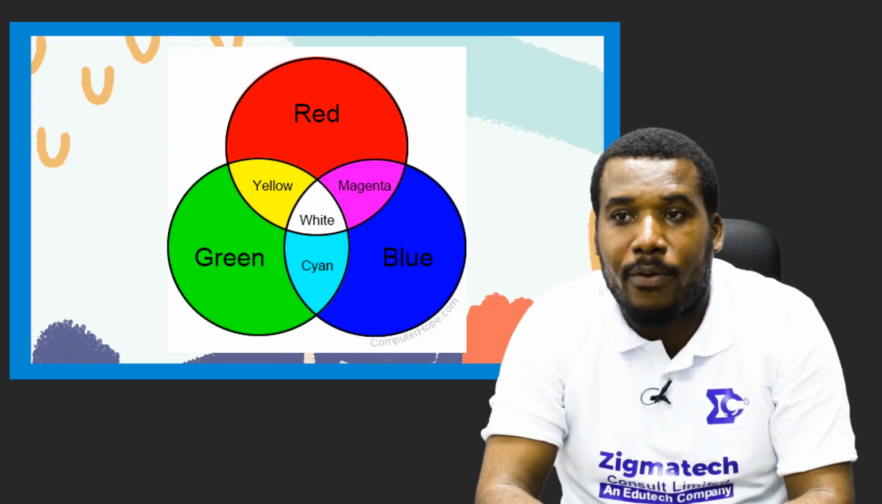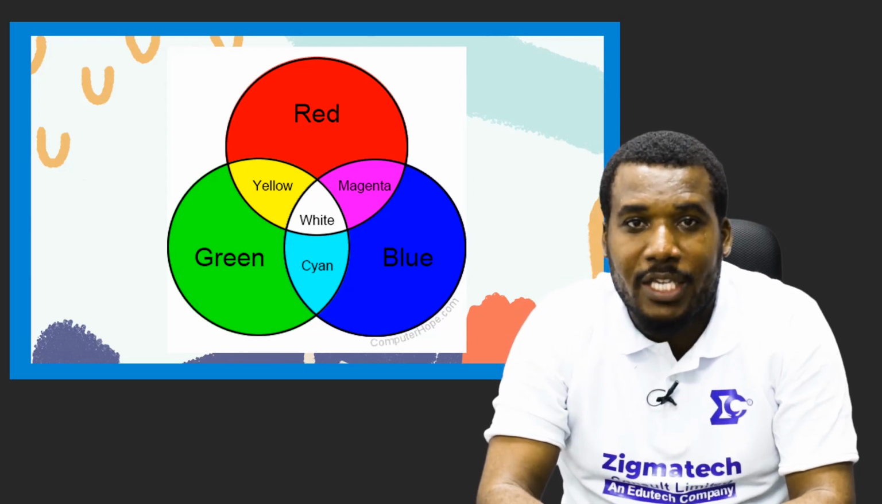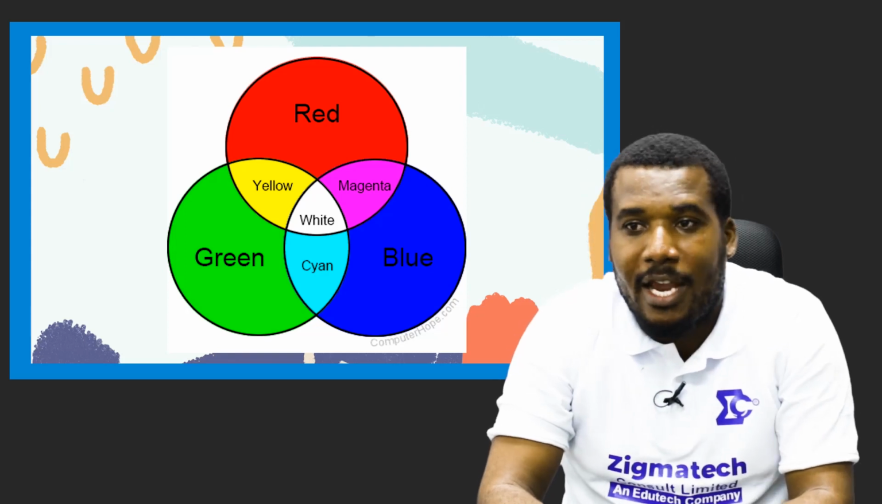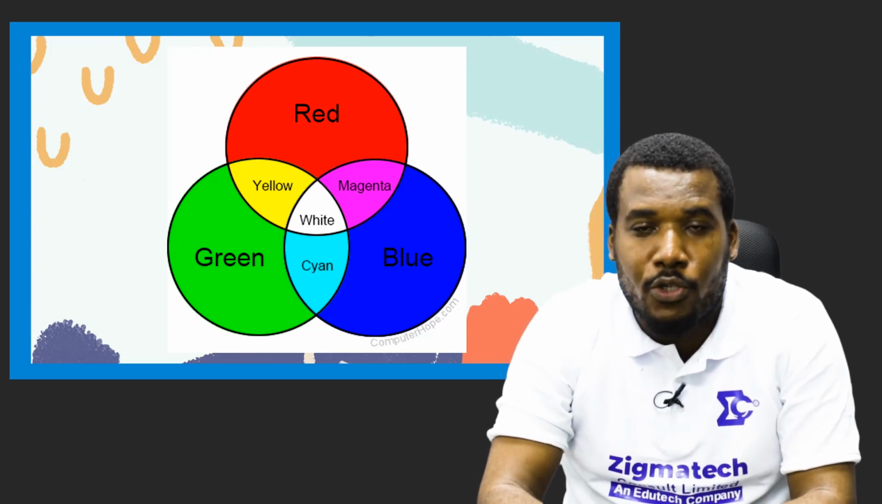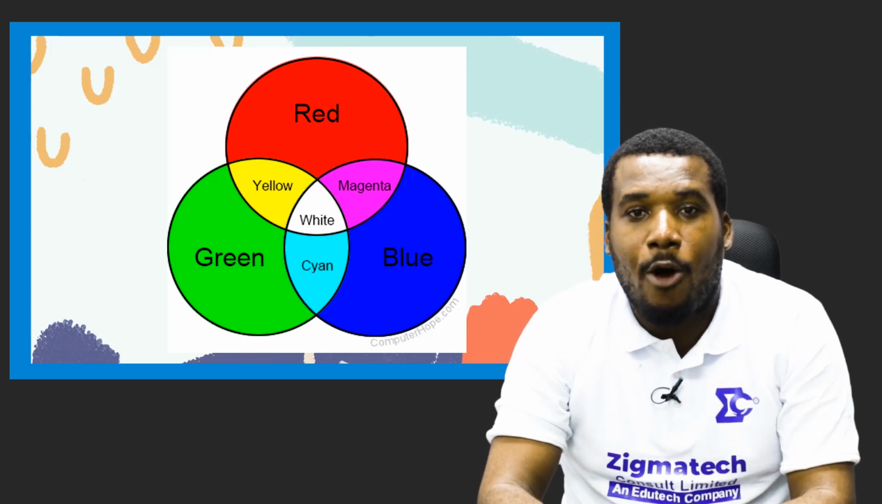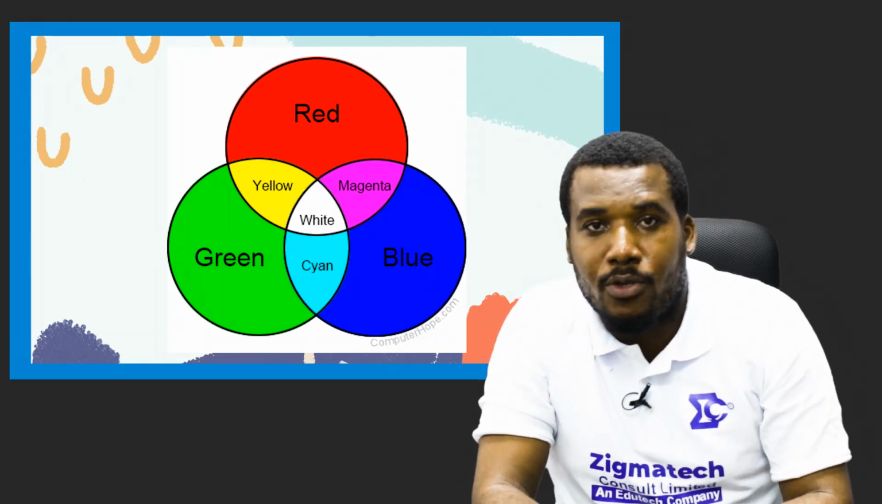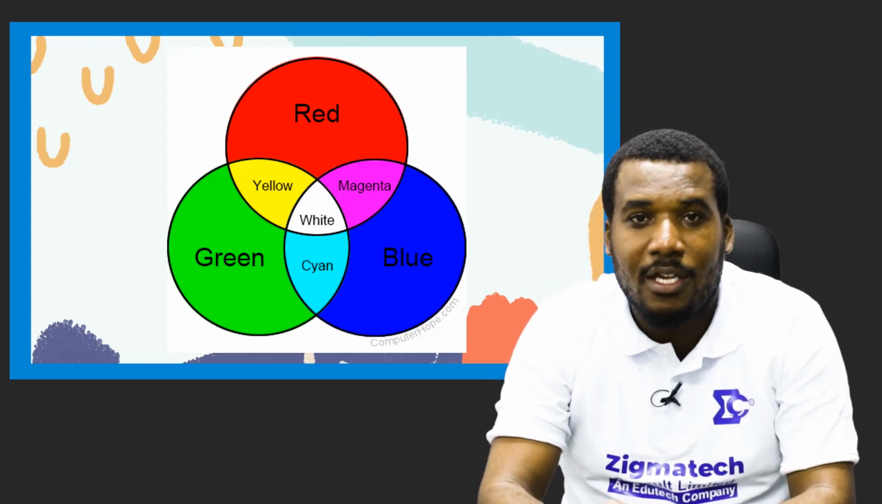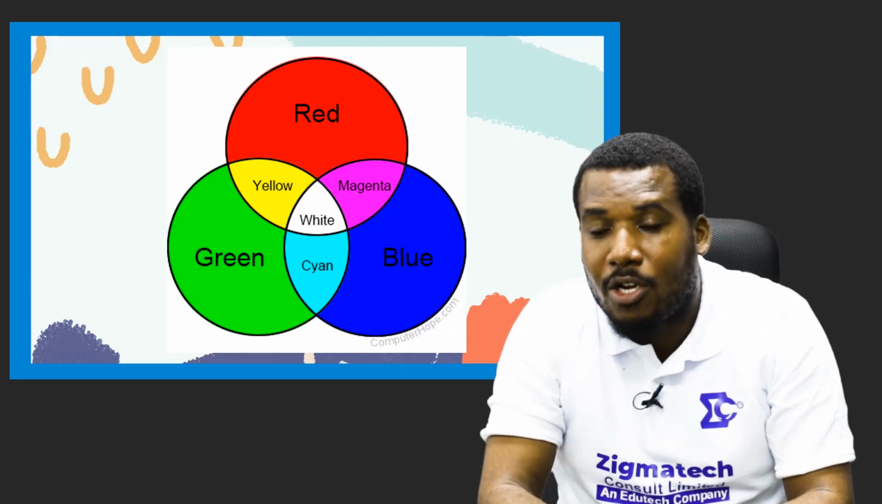Now, the mixture of blue and green gives us a color known as cyan, C-Y-A-N. Cyan color, which many of us call or pronounce as ocean blue, the one that you see when you look at the ocean from a distance. That color is the cyan color.